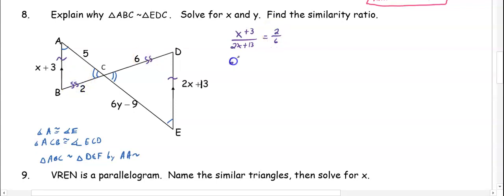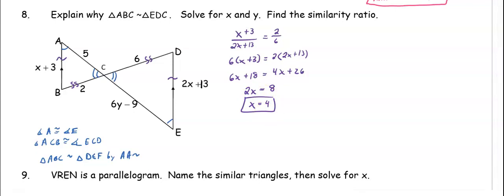So as we cross multiply, we get 6 times x plus 3 equals 2 times 2x plus 13. 6x plus 18 is equal to 4x plus 26. So as we solve then, we get 2x is equal to 8. So x is going to equal 4.